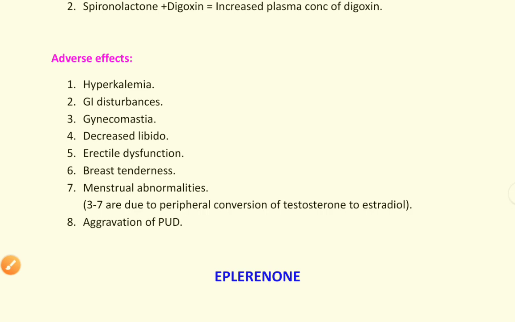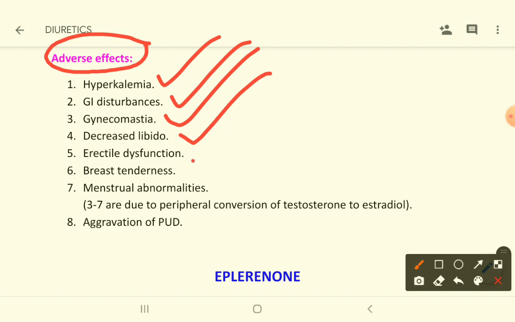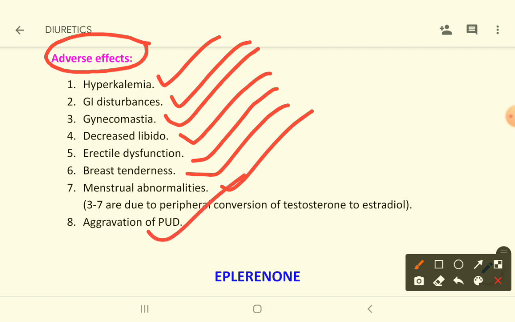Now let's come to the adverse effects of these drugs. Hyperkalemia, GI disturbance, that can lead to gynecomastia, decreased libido, erectile dysfunction, breast tenderness, menstrual abnormalities in female, and aggravation of peptic ulcer disease.